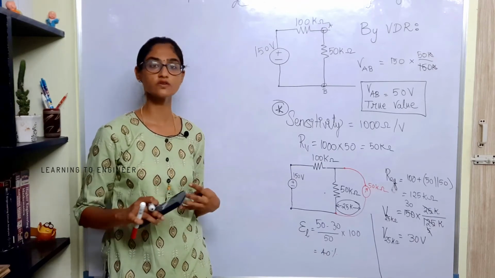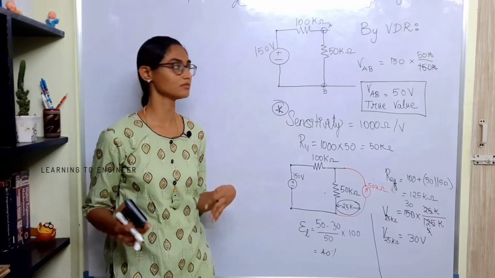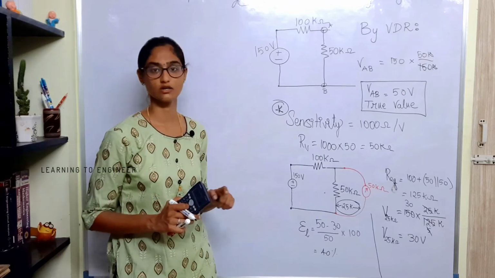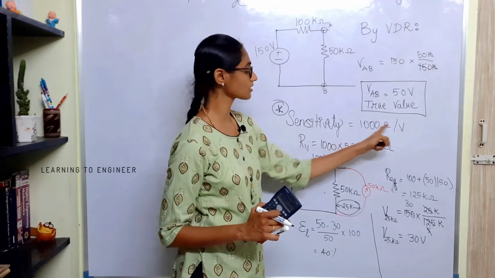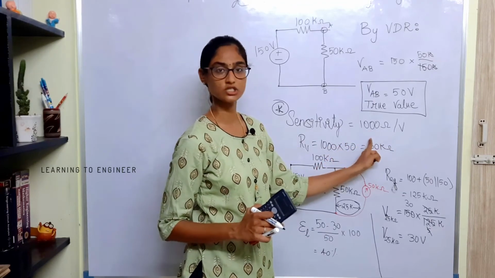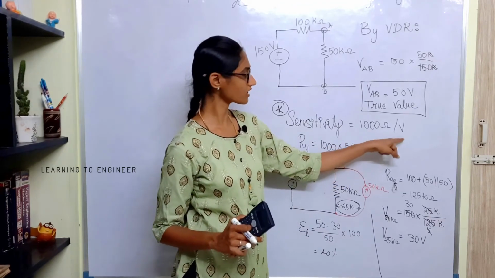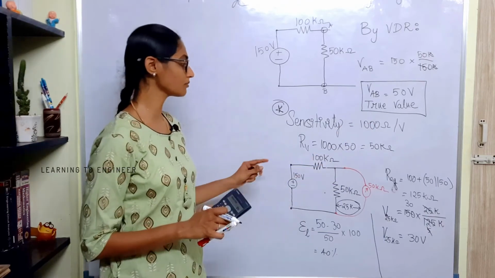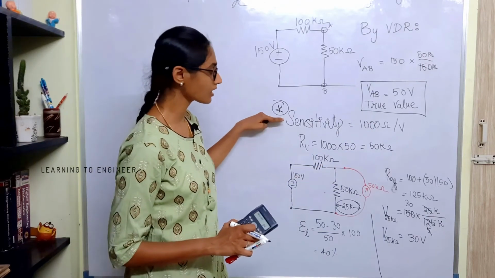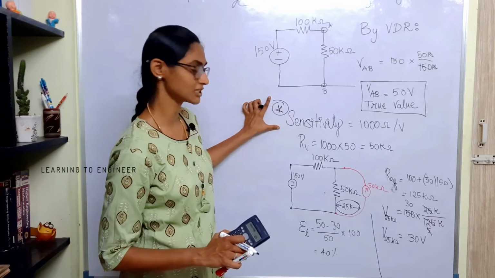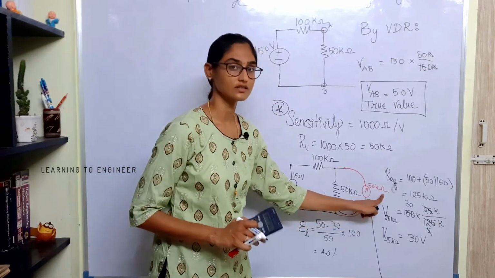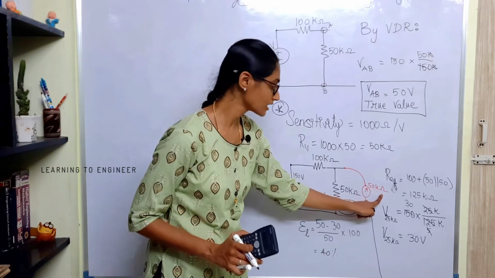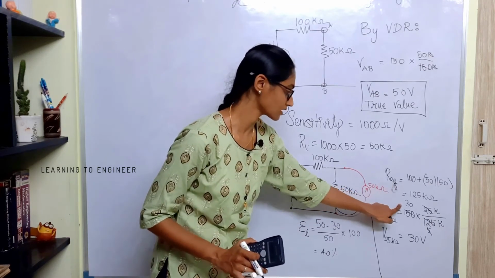So the resistance of the voltmeter should be as high as possible so that it will give you better accuracy. This sensitivity is very poor actually. Per volt, only 1000 ohm is getting changed. If I am using a voltmeter with better sensitivity, what will happen is, when the voltmeter sensitivity increases, this resistance will increase. When this resistance increases, the equivalent resistance will increase.